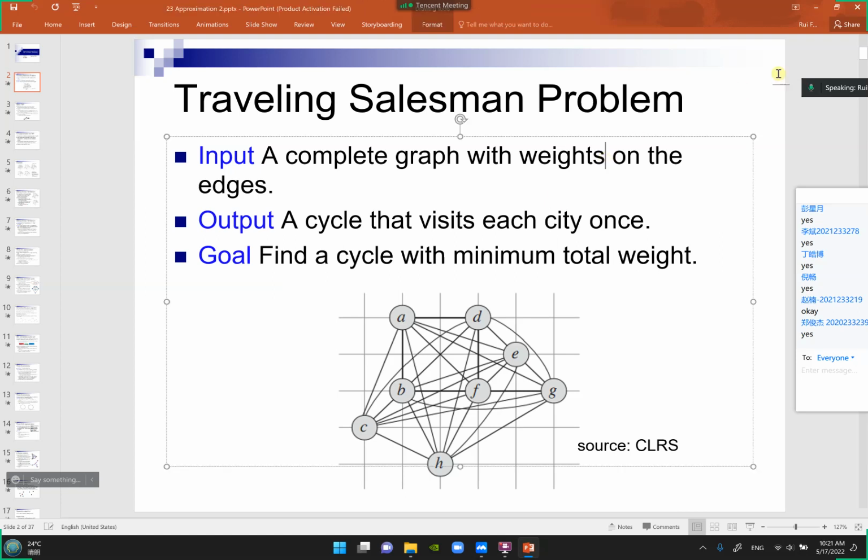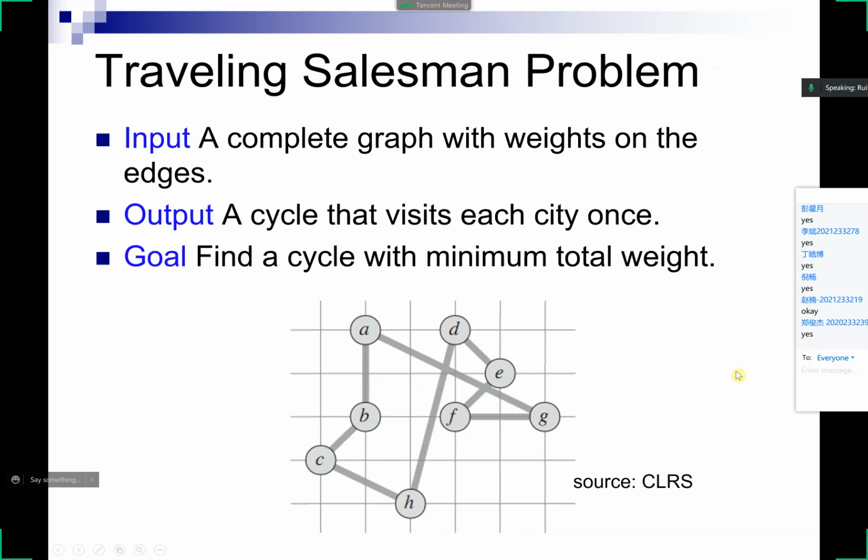Okay, let me maximize my screen here. So for example, this would be one example of a cycle that we might find. This cycle might not have the minimum total weight. And so, in fact, we are trying to find possibly a different cycle with the minimum possible weight.